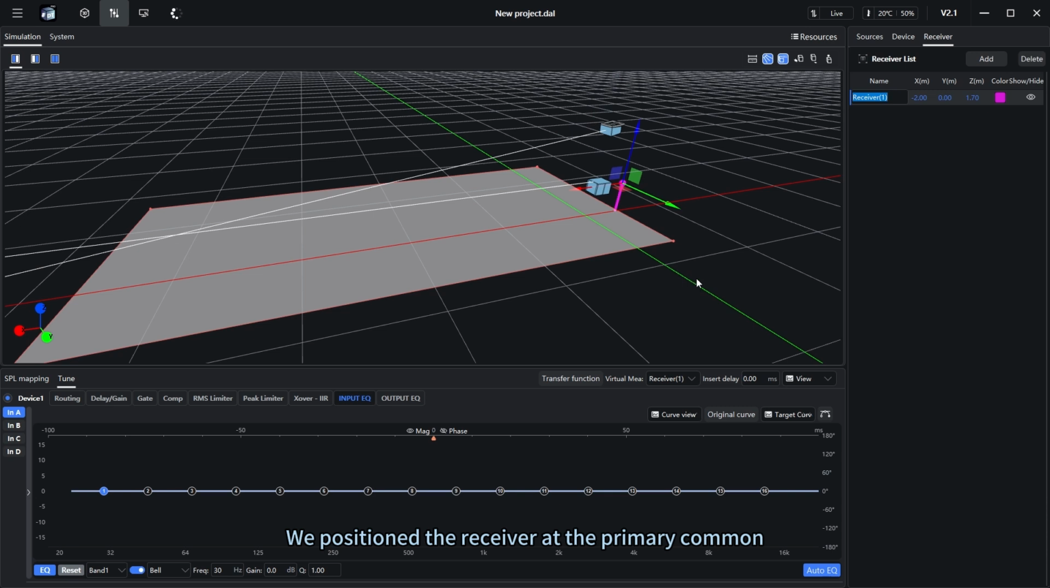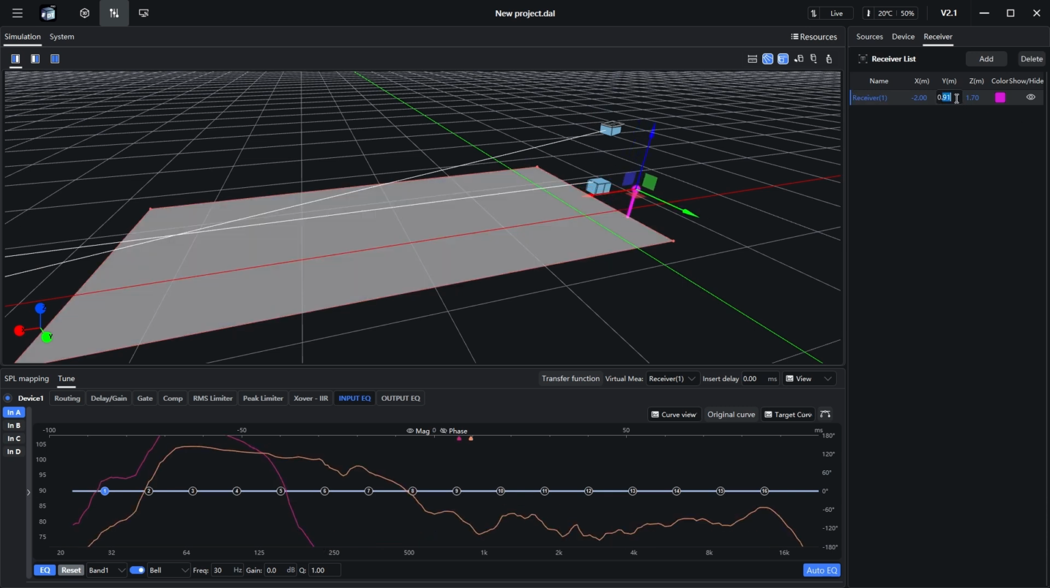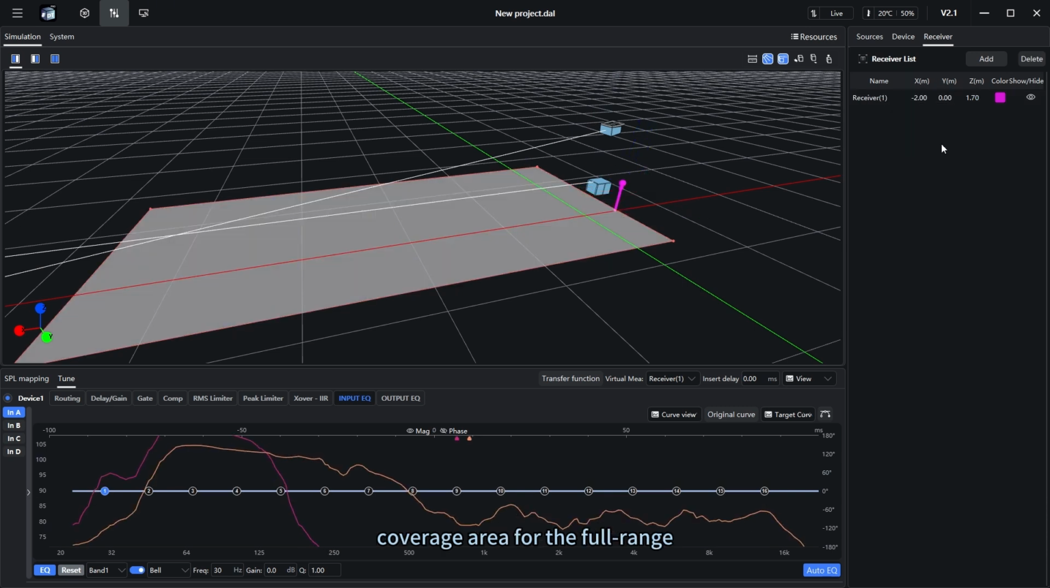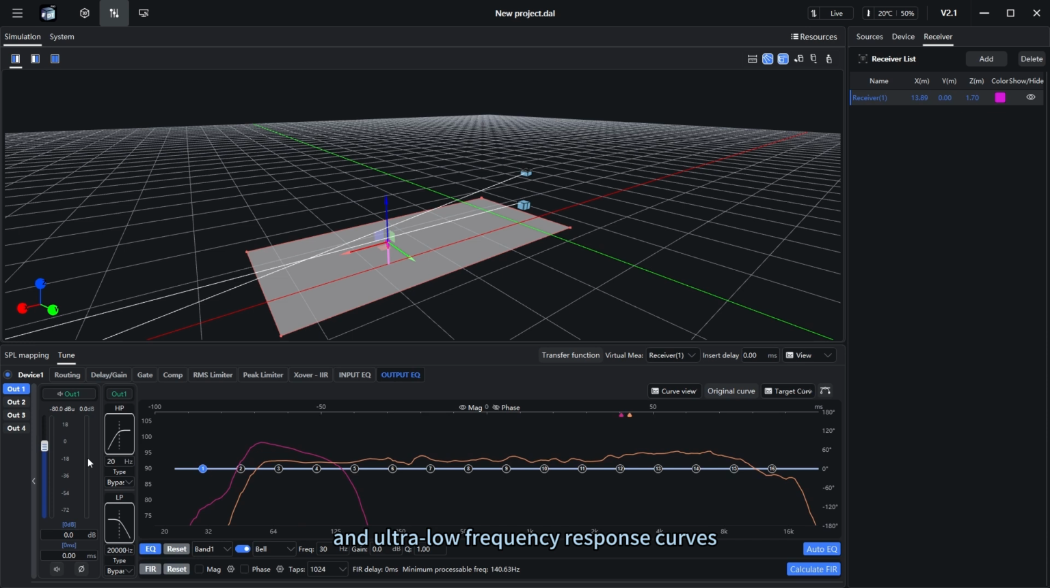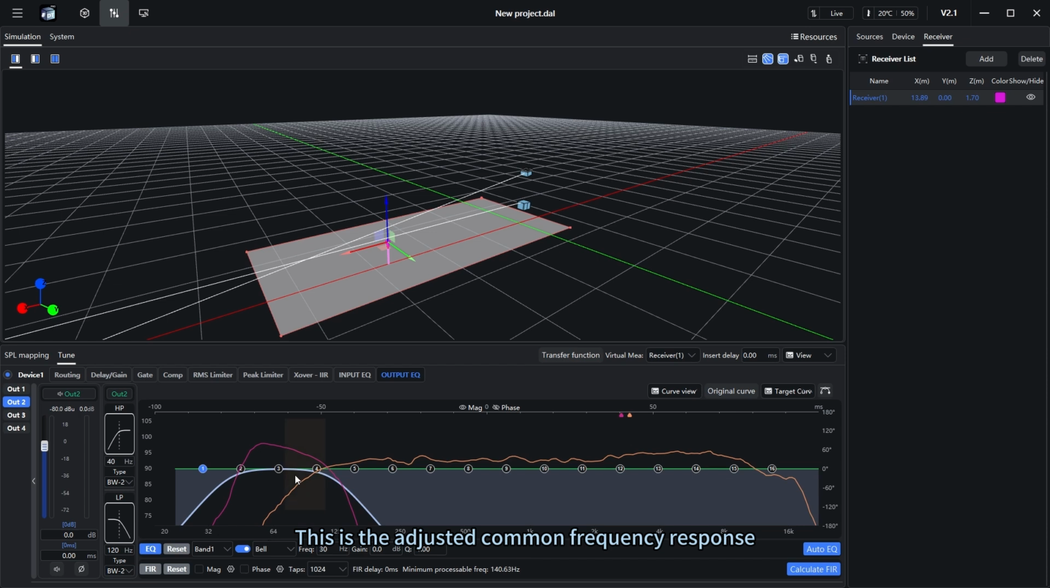We position the receiver at the primary common coverage area for the full range and subwoofer frequencies. The window will display the full range and ultra-low frequency response curves. We must first apply the necessary frequency division processing to them. Ensure their shared frequency bands are distributed appropriately. This is the adjusted common frequency response.